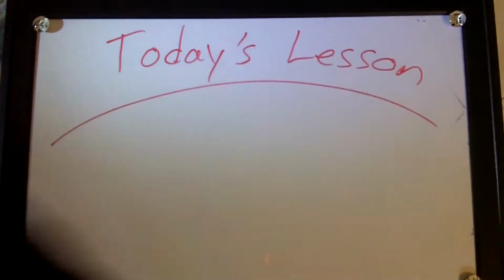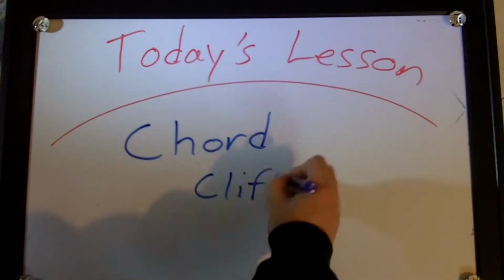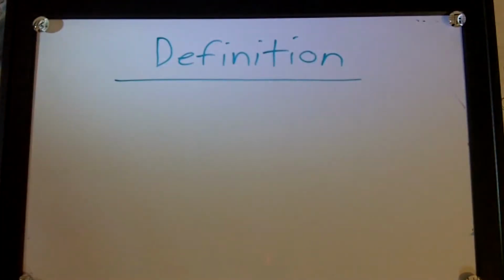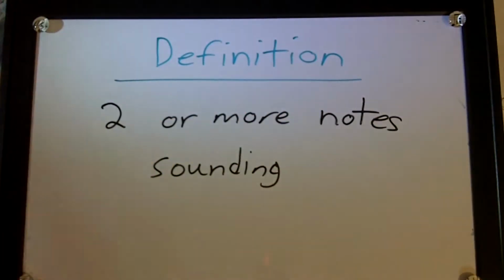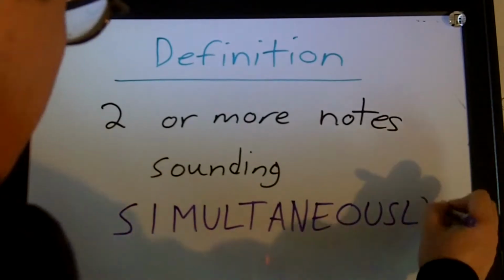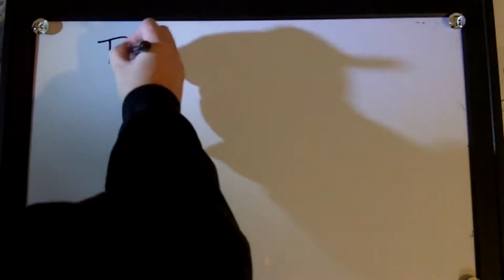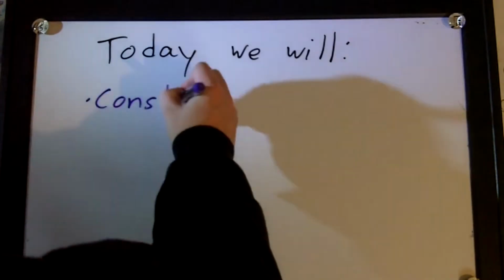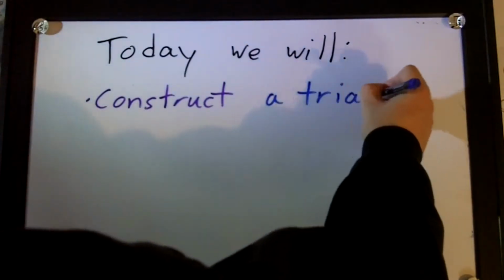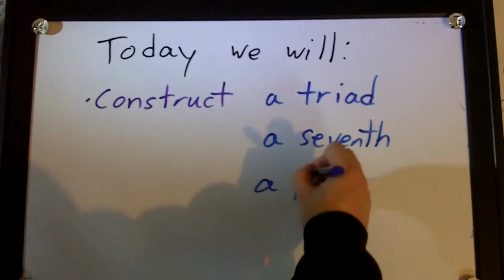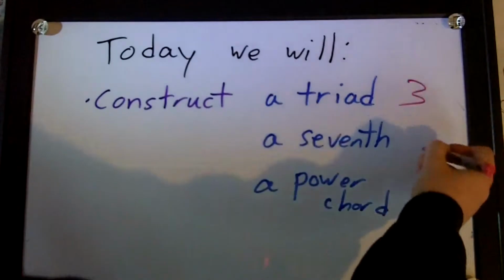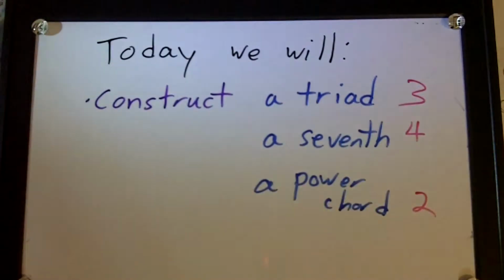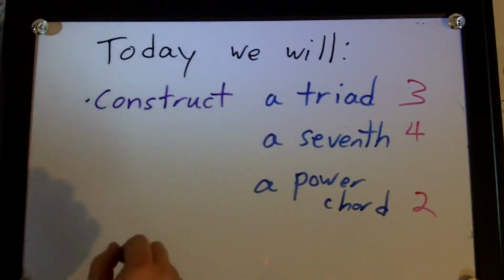Today's lesson, we'll be focusing on chord cliff notes. Now, the definition of a chord is two or more notes sounding simultaneously. By the end of today, you will be able to construct a triad, a seventh chord, and a power chord. Now, a triad, based on its name, will be 3 notes. A seventh chord, though, will be 4 notes, and the power chord will be 2 notes, sounding simultaneously.